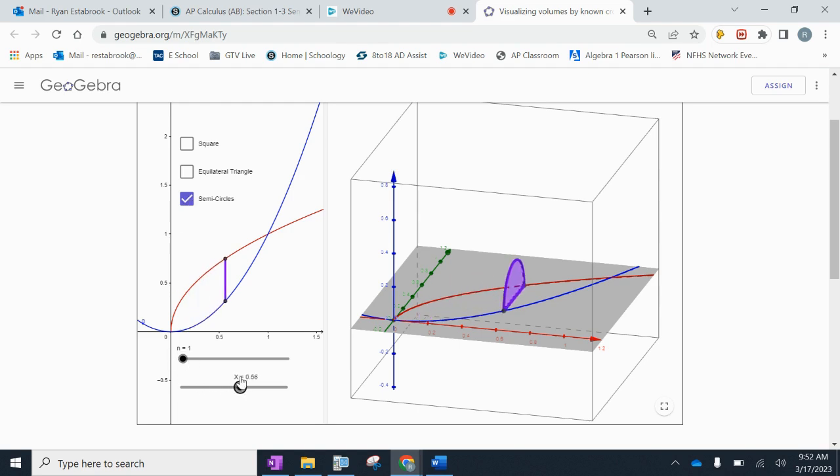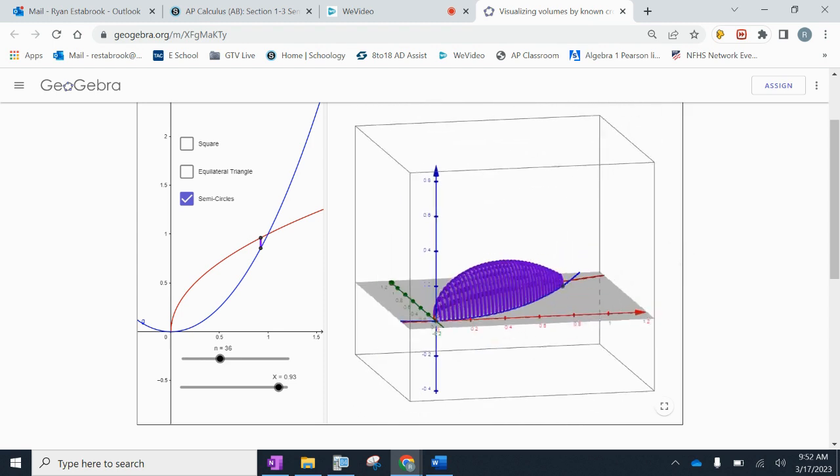And I can move it from left to right. So I have all of these semicircles going from left to right where the cross section is in between those. And I can have it do as many of those semicircles as I want. So I'll drag it really far to the right. I have 9 semicircles. As I get more and more of those, do you see how that starts to make like a three-dimensional shape?